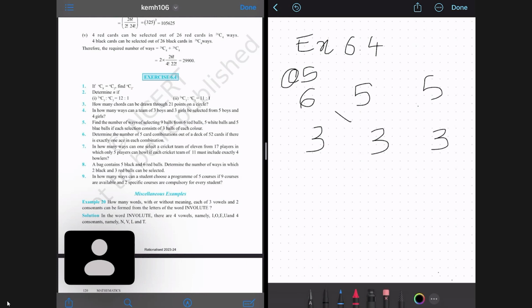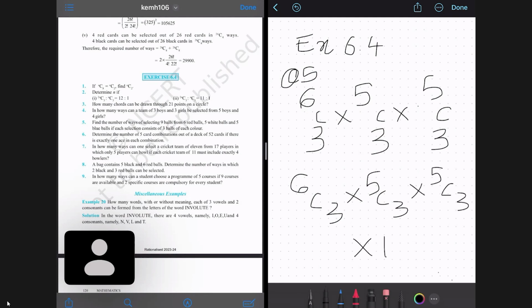So when you multiply each of them, what you finally get is 6C3 into 5C3 into 5C3. We just calculated the value of 5C3 and we had obtained that as 10. So that is what I'm going to do. I'm going to write 10 and not going to do anything else here.